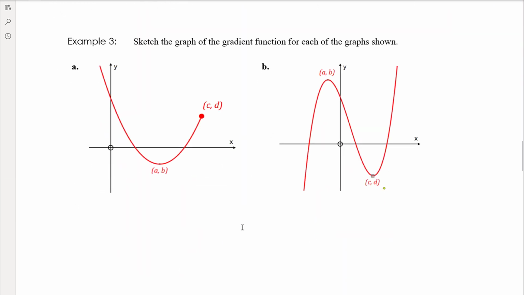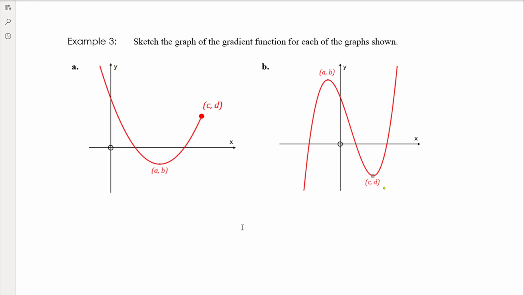So then we want to keep those ideas in mind, particularly the idea about differentiability when we sketch the graph of a gradient function. Okay, and we want to be able to do this even if we don't know the equation of the original function. Okay, so this isn't necessarily about drawing a perfectly precise graph, but this is about making sure we draw a gradient function that at least matches what we can see.